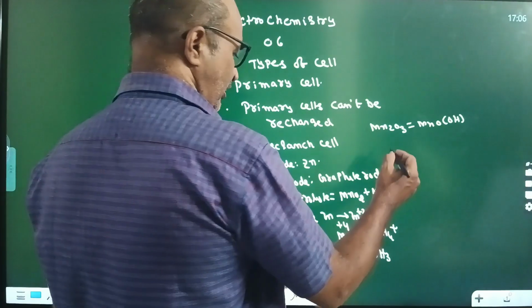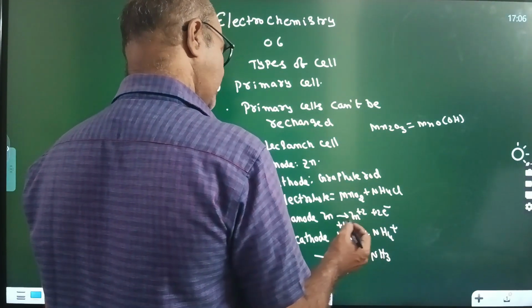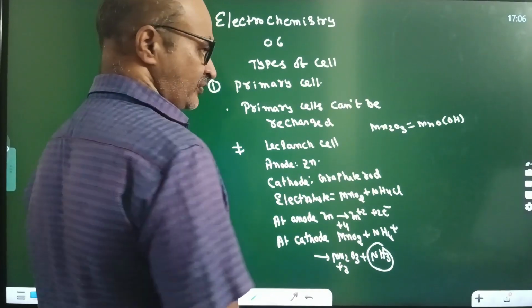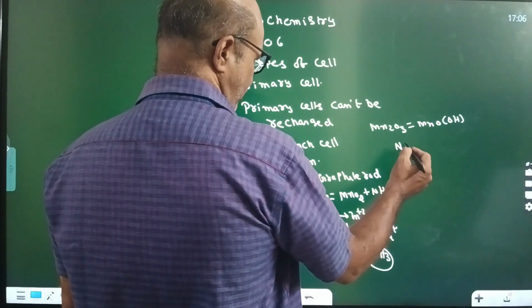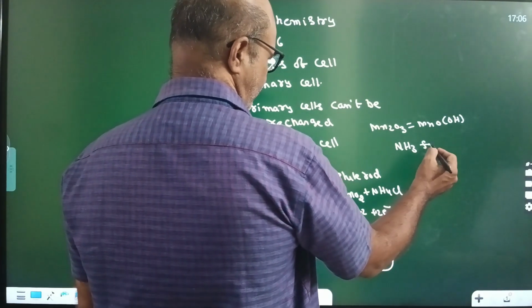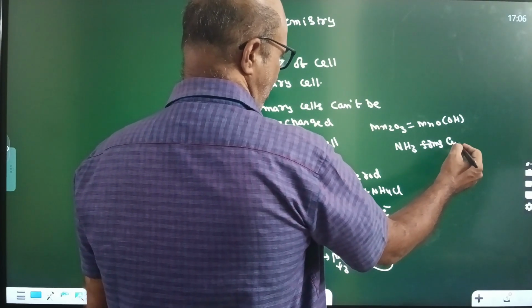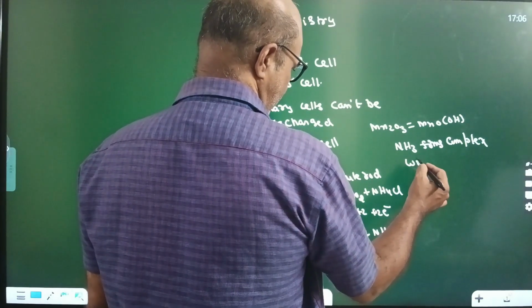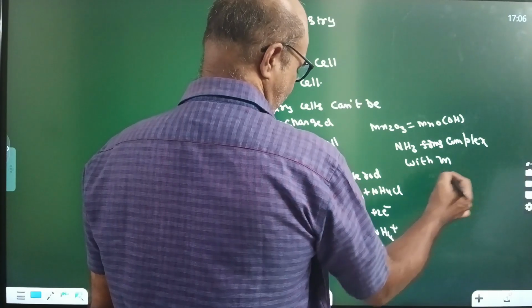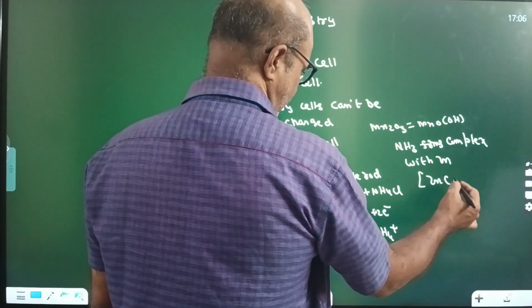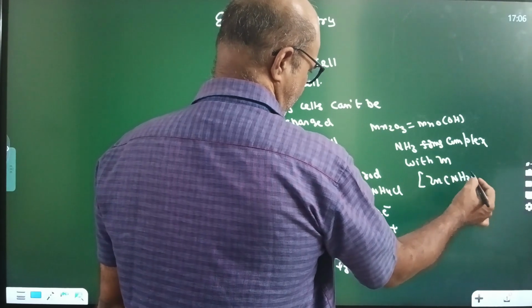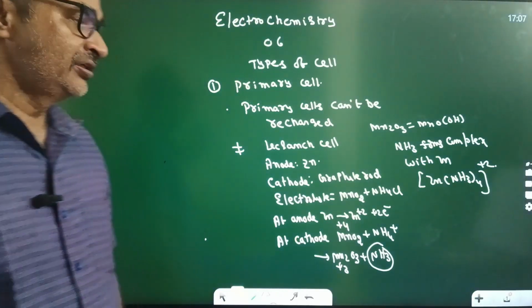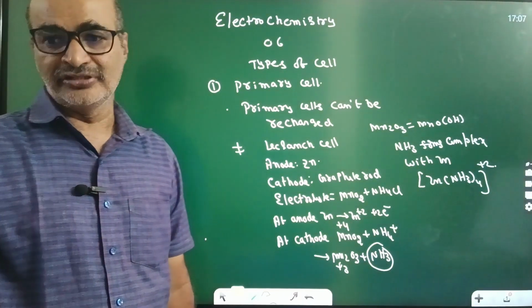Ammonia is liberated here. This ammonia forms a complex with zinc, that is Zn(NH3)4 2+. This is a complex. This is called a Leclanché cell.